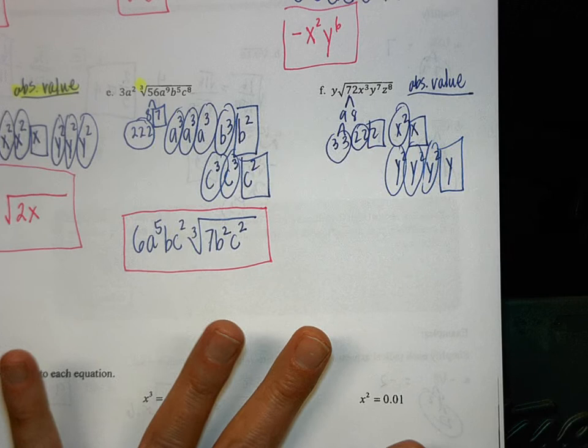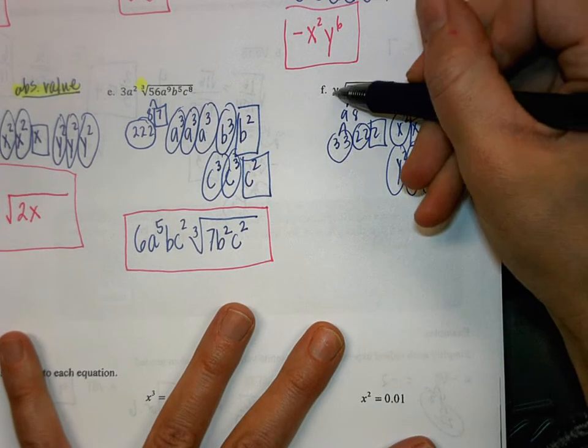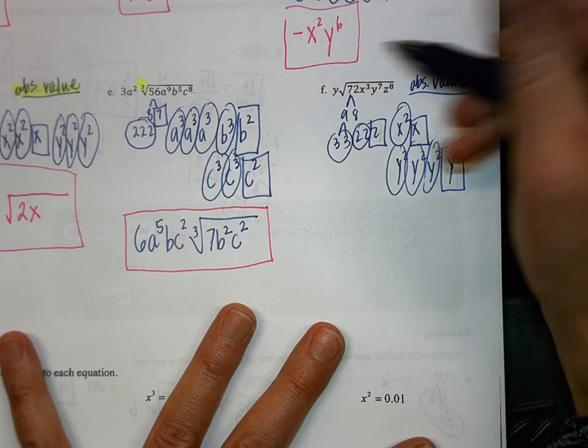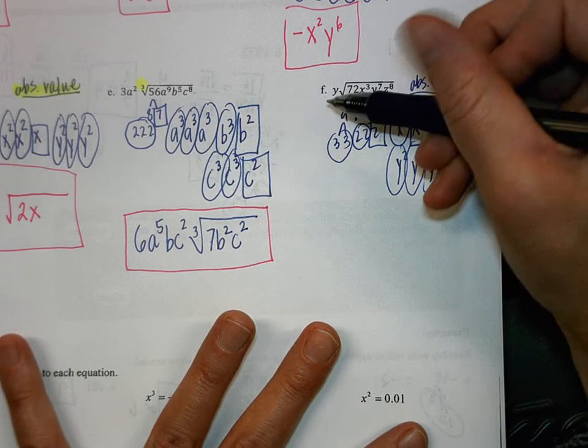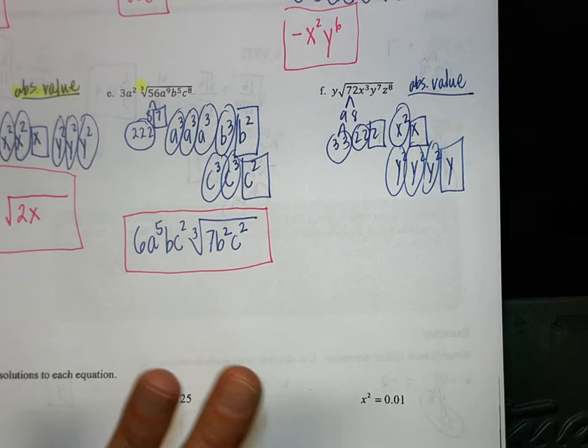Now make sure you pay attention. There's a Y out here. So when I end up having all the Y's, I'm going to end up with how many Y's out in front? Four. Okay. And then Z's, help me out.